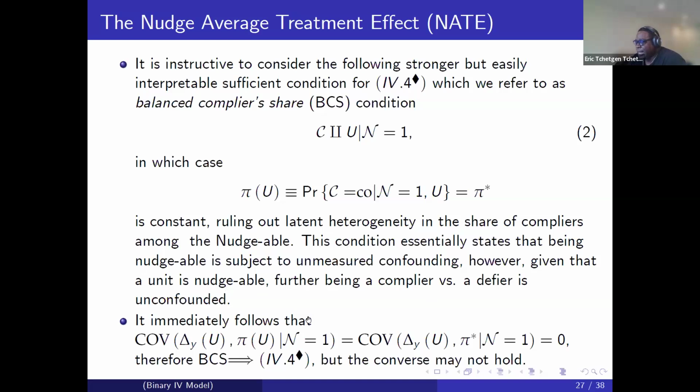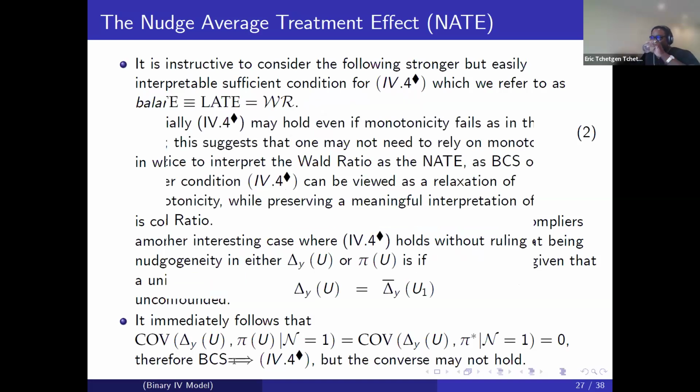It immediately follows that this condition is sufficient for delta(U) and pi(U) to be uncorrelated, given that pi(U) would be a constant in this case. And so BCS, balanced compliance share, implies IV4 diamond, but the converse may not hold.